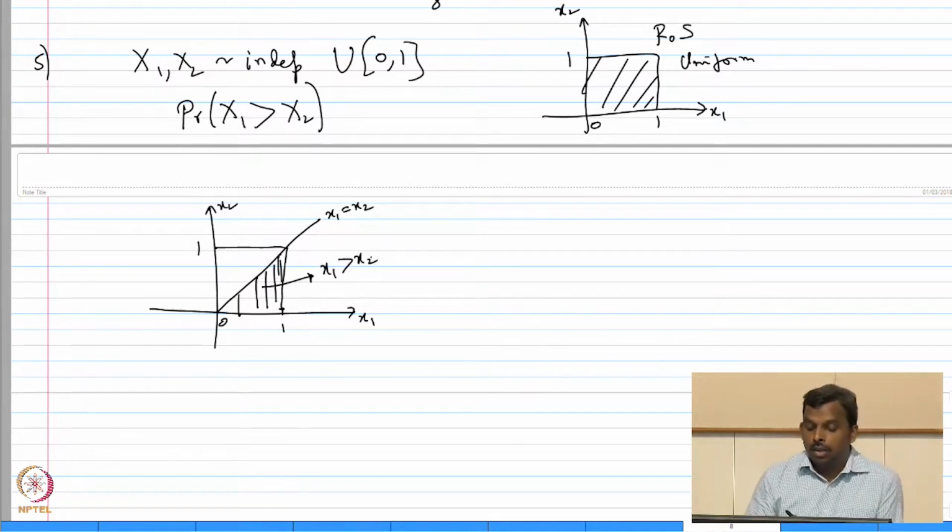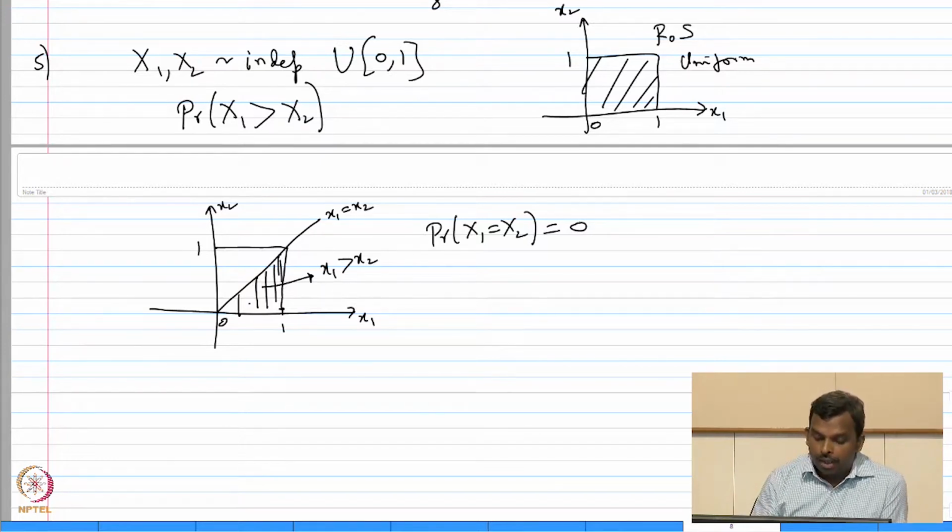A couple of things to remember about these continuous distributions is that the probability that x1 equals x2 is actually 0. Think about why that has to be true. You have infinite precision, and taking two different real numbers, you cannot have x1 equal to x2 with non-zero probability. So this will be 0 probability. x1 and x2 are independent, and they're both the same. Whether you change x1 or x2, nothing is going to change. This region is x1 greater than x2. What about this region? This region is x2 greater than x1.